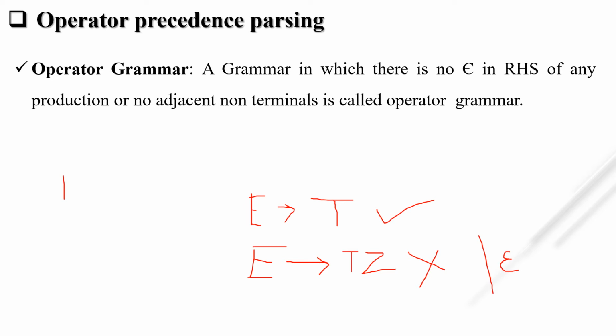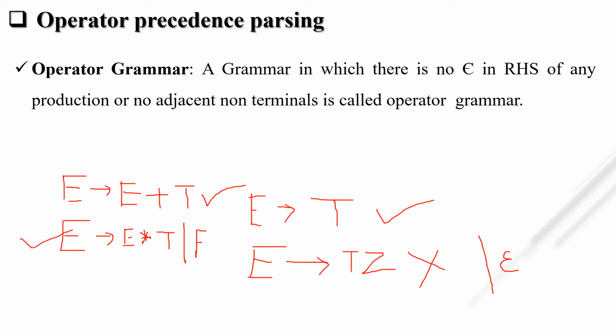So if I write E tends to E plus, or any operator, T, it is an operator grammar because there are no adjacent non-terminals. Two consecutive non-terminals will not be there. Okay, if I write E tends to E into T or F, it is also an operator grammar because no null will be there and no adjacent non-terminal will be there.